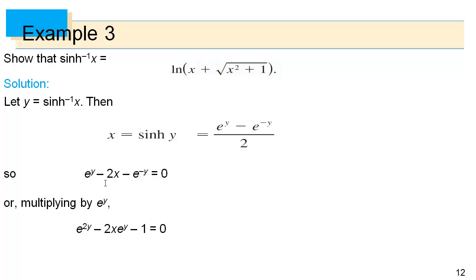If we multiply everything through by e to the y, we get e to the y times e to the y, which is really e to the y squared, minus 2x e to the y minus 1 still equals 0. You'll notice this is now a quadratic, right? This is an e to the y piece, an e to the y squared piece.